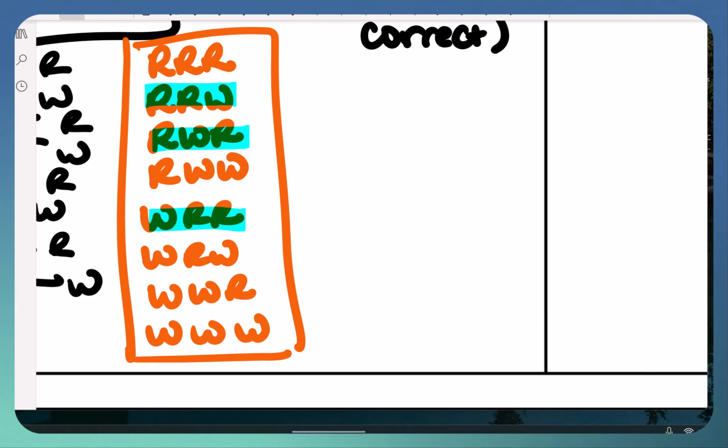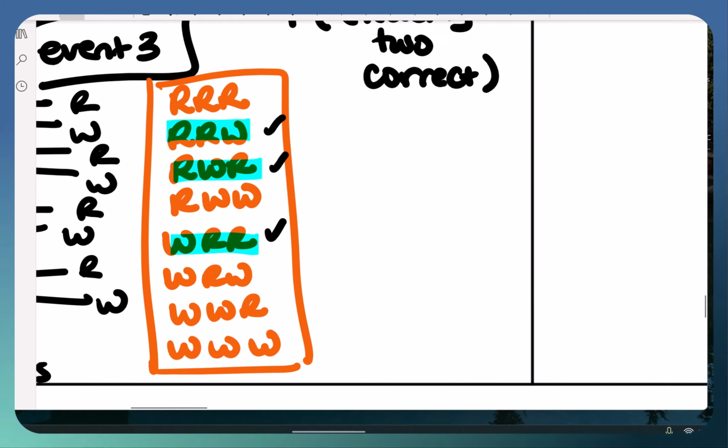Okay, so I have highlighted the 3 that I found. So right, right, that's 2. Right, wrong, right, that's 2. So I only have 3. Does everybody see that I've got the 3 right here? So the probability is going to be 3 out of the total. How many total do I have? 8. Done.